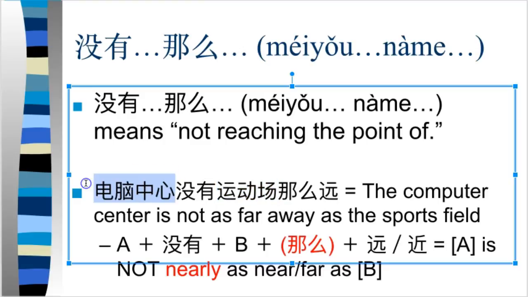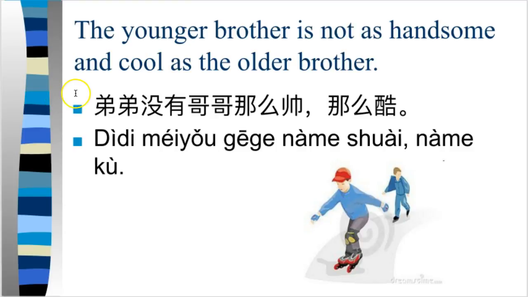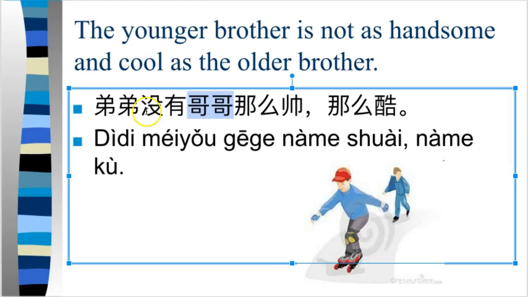The 电脑中心 is much closer, and that's why you're having the 那么. Or I can say something like 弟弟没有哥哥那么帅,那么cool. So who's super cool? The 哥哥, right? And then who's really not cool? The 弟弟. And that's what the 那么 means. You're just heightening the comparison.